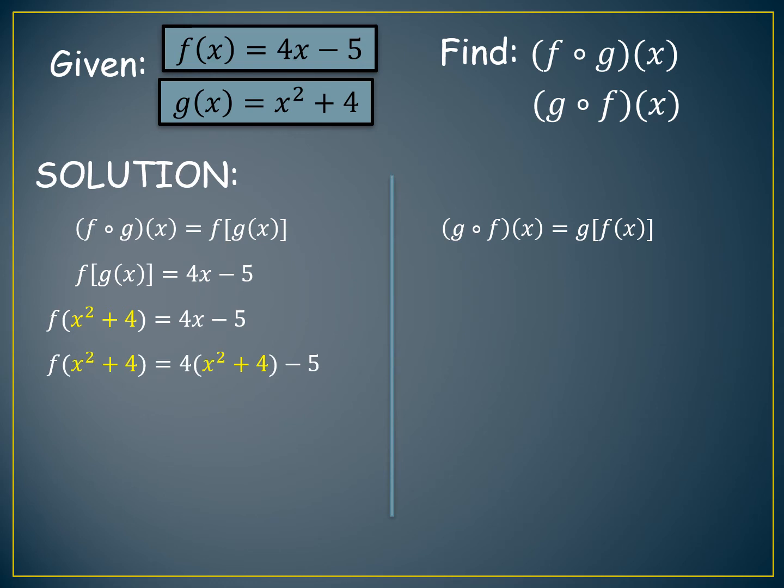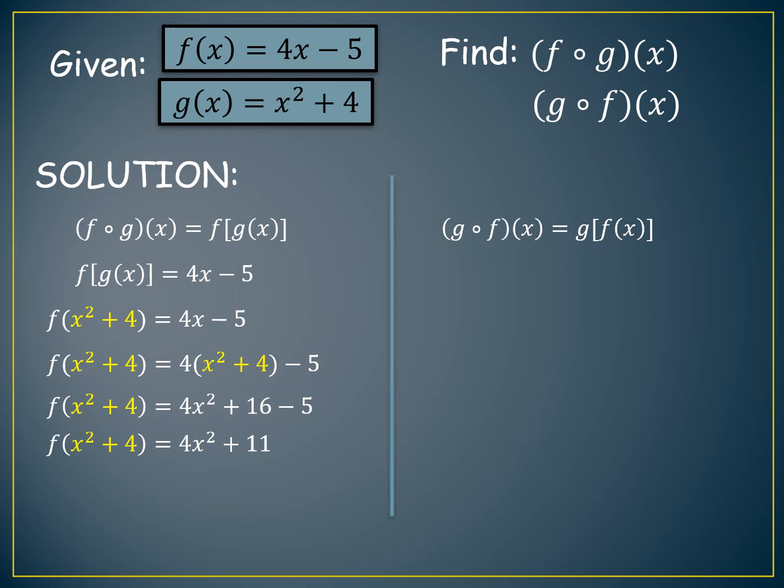Okay, so distribute natin si 4. 4 times x squared is 4x squared. 4 times 4 is 16. Then, bring down the minus 5. Then, next is combine like terms. Ang like terms lang dyan is si 16 tsaka si 5. So, 4x squared plus 16 minus 5 is equal to 11. So, the final answer is 4x squared plus 11. Ganun lang. Okay, next.